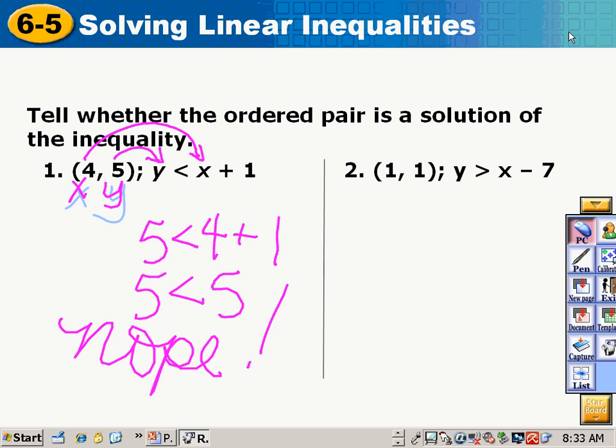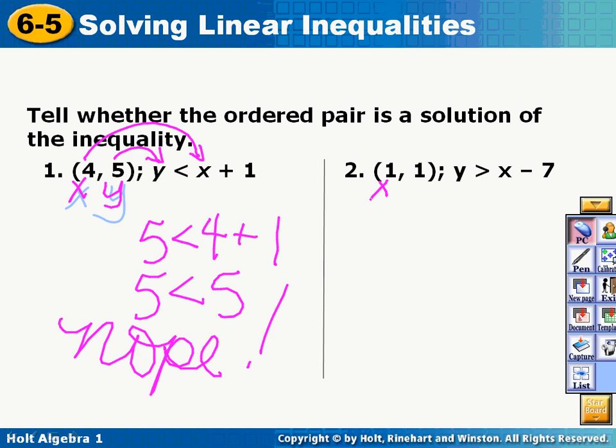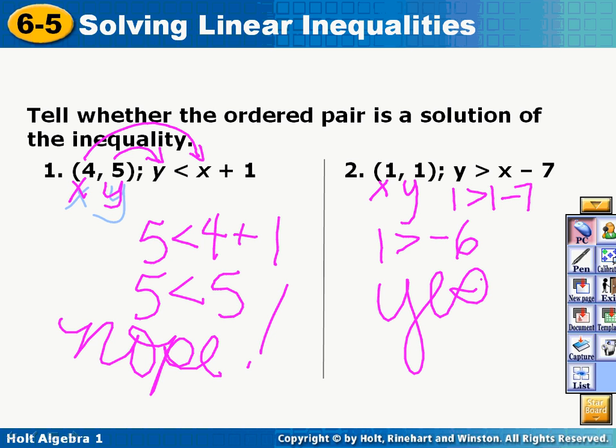This is example 2, so write it down. Then you're going to label this is X, this is Y, and this one's easy because they're both ones. So I'm going to put a 1 where the Y is and a 1 where the X is. And then you answer the math sentence. Is 1 greater than -6? Yes. So this point is in the solution.